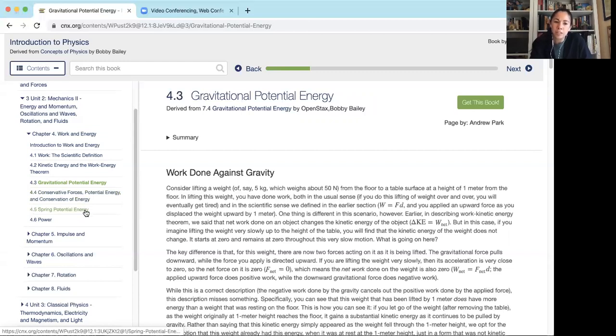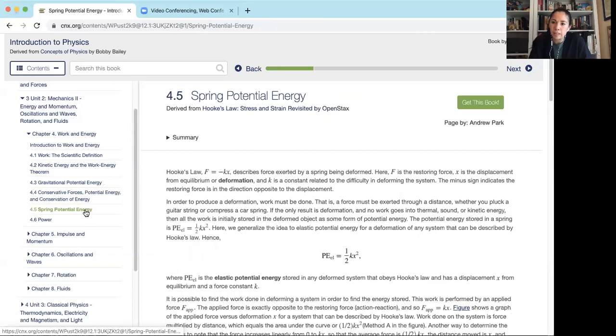Another type of energy that can be stored is the spring potential energy, which is also called elastic potential energy. So you can store energy in the spring, and we'll see how to do that. And finally, we'll talk about power.